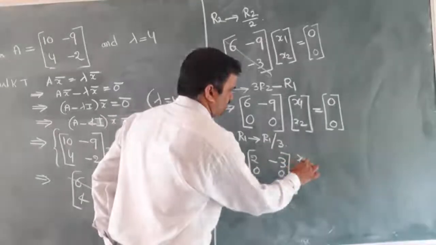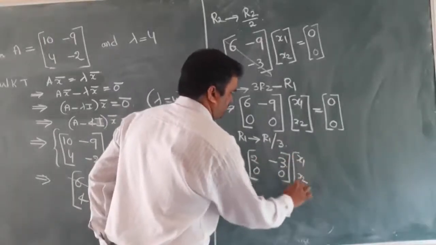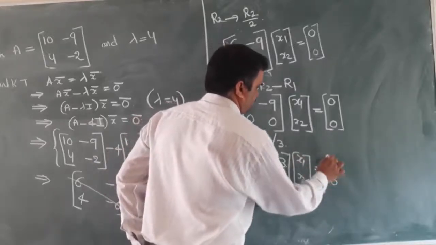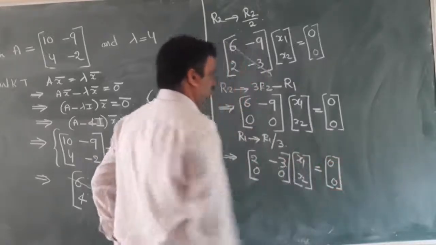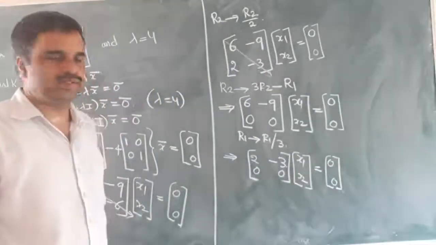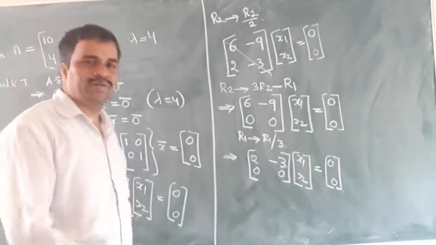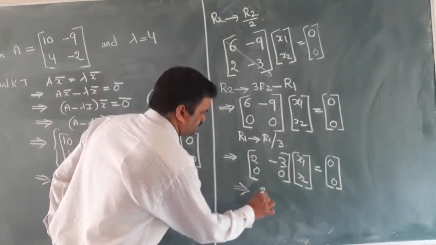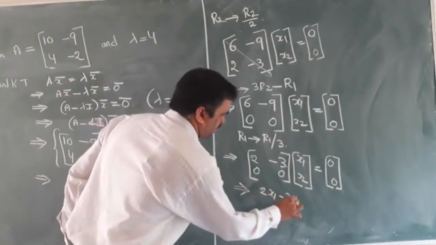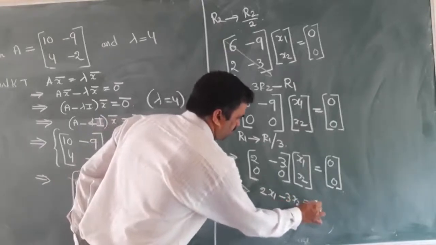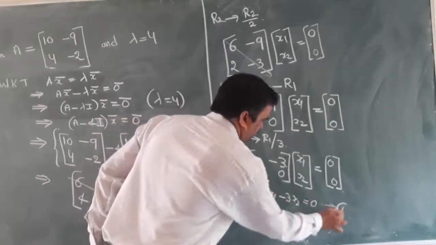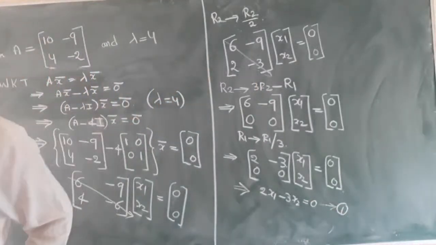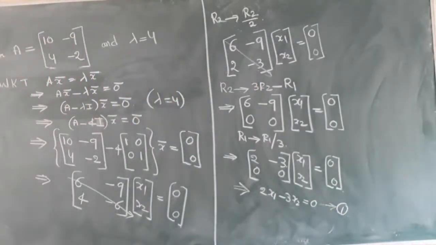x1, x2 equal to 0, 0. Now write the equation: 2x1 minus 3x2 equal to 0. We have one equation of two variables. Copy it.